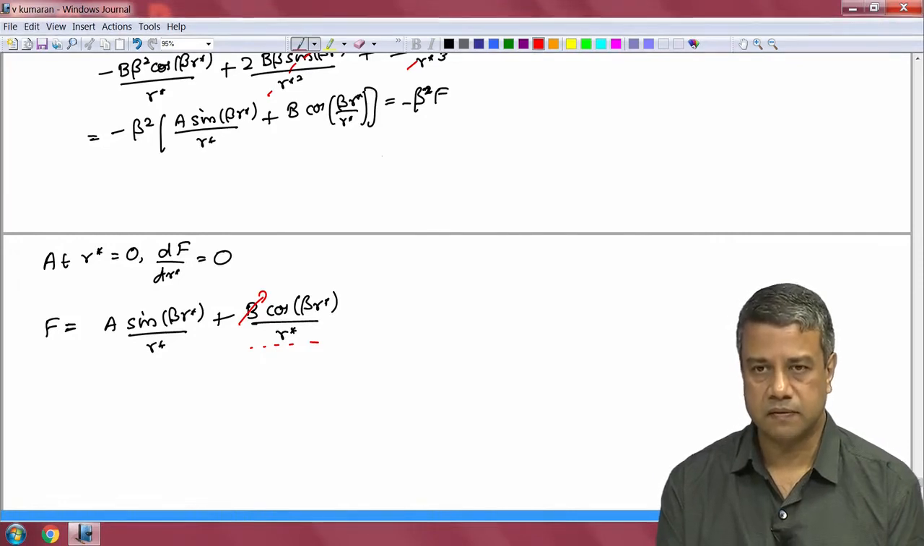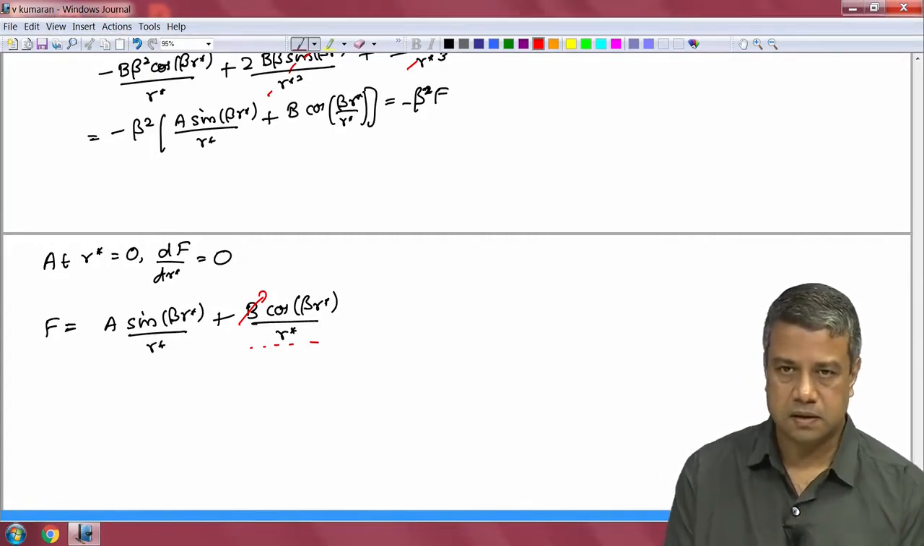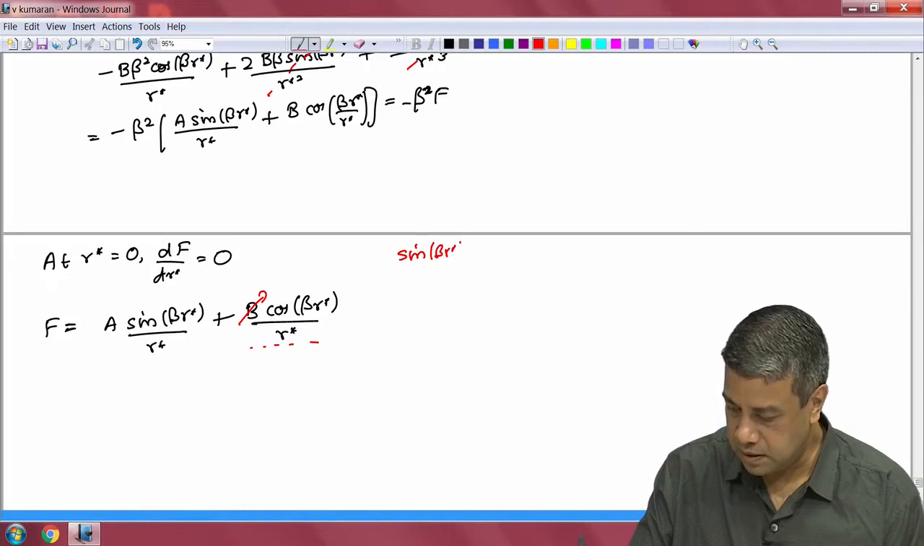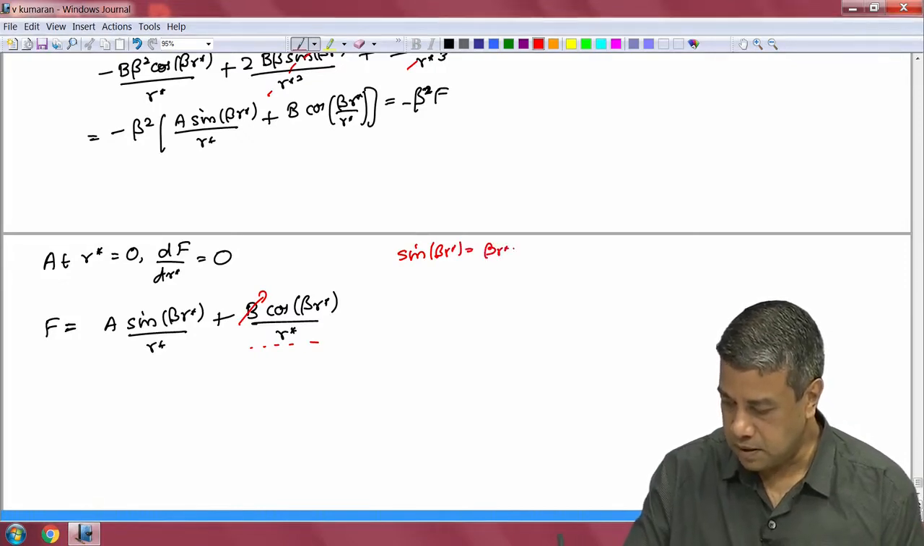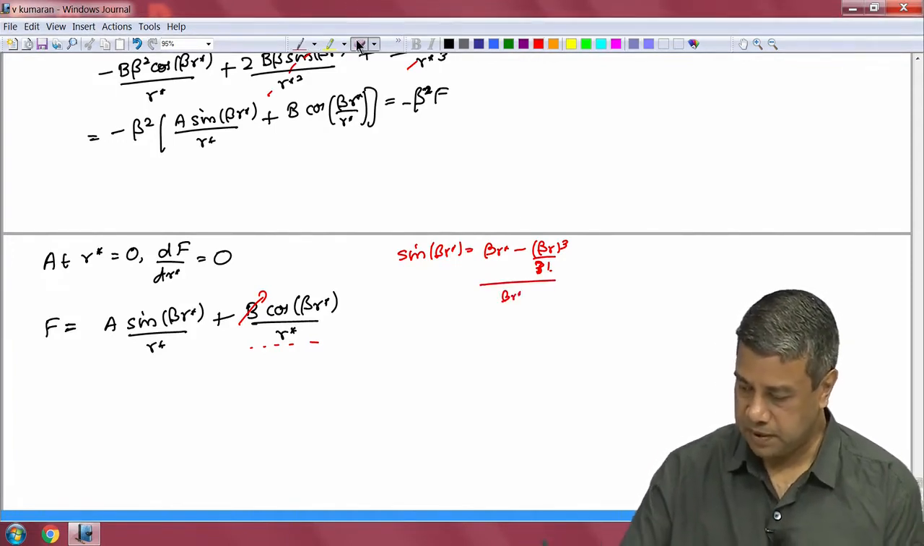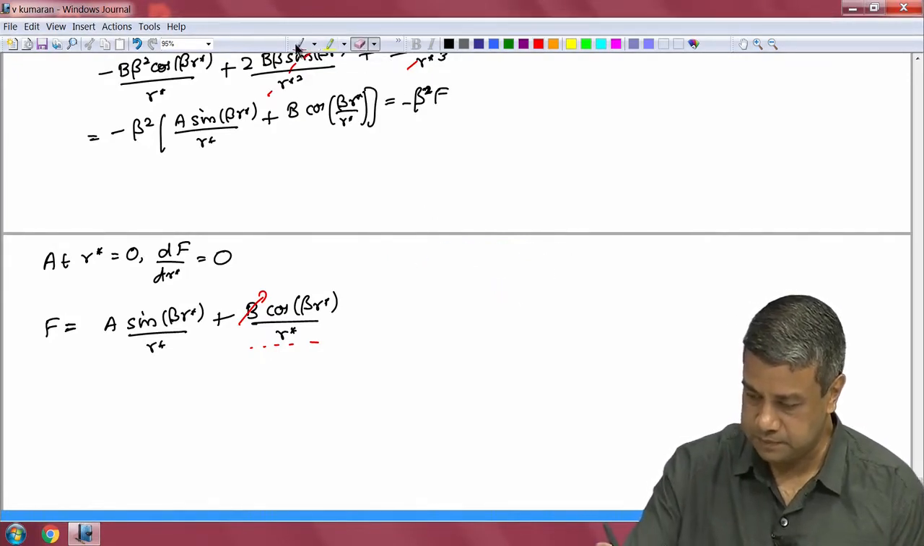So, if you take the derivative of sin beta r, you will get cos beta r. Derivative of 1 over r is 1. So, I can expand sin of beta r is equal to beta r minus beta r whole cube by 3 factorial, and I divide by beta r. So, you can see that this function actually satisfies the boundary condition that the flux, that the derivative is 0 at the origin.